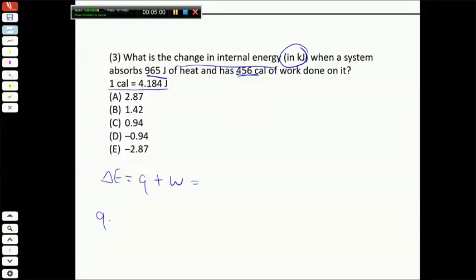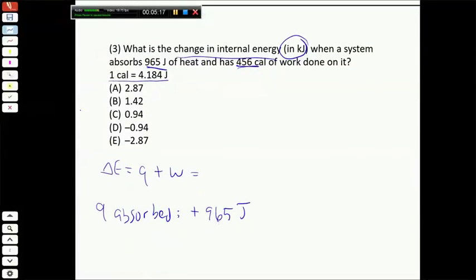So for heat, it says that we're absorbing heat. Q is absorbed. And whenever heat is absorbed by the system, that means it's positive. Okay, so the heat is going to be given as positive 965 joules. If it was heat being released, it would be negative 965. But here it's absorbed. And then if we talk about work, work is done on the system. So if work is done on, that means it's also positive. If work is done by the system, that would make it negative. So we have to keep the sign straight.